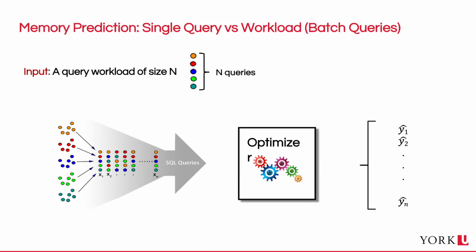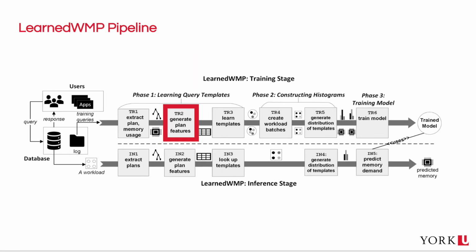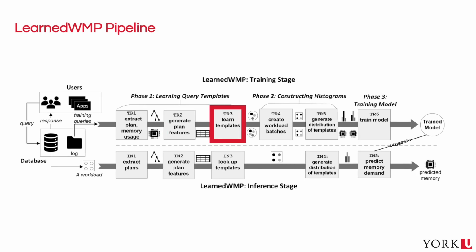A LearnedWMP model is trained with training workloads where each workload is a batch of queries. LearnedWMP looks into the query execution plan as selected by the query optimizer. From this query execution plan, the query is represented as a vector. Next, queries that have similar characteristics and estimates in the query execution plans are assigned into query templates.